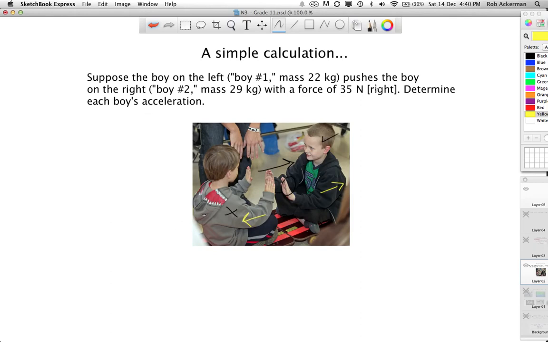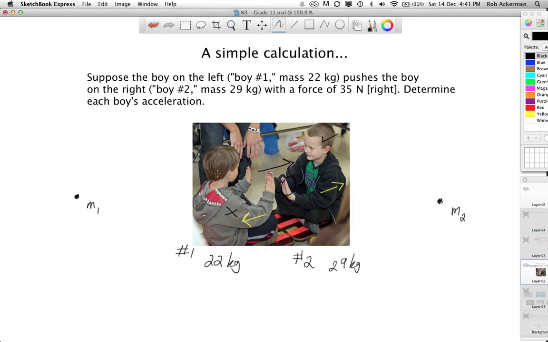So let's look at a numerical problem and see if we can solve it. The boy on the left, boy number 1, 22 kilograms. So he's over here. Number 1 is going to push the boy on the right, boy number 2, who has mass 29 kilograms, with a force of 35 newtons to the right. Determine each boy's acceleration. So here's what we're going to do. We're going to draw a free body diagram for each of these boys and try to use it to solve for the acceleration. Now, this is boy number 1, so we'll call him M1. And this is boy number 2, we'll call him M2.